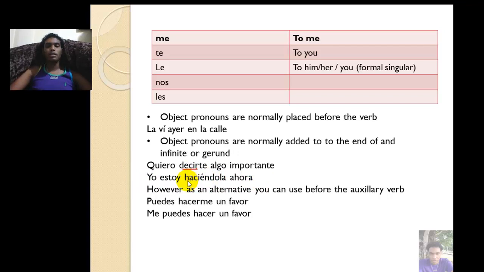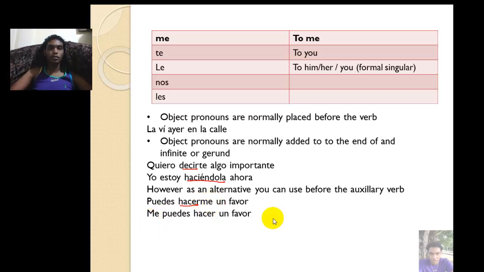However, in speaking, I prefer to use this alternative before the auxiliary verb, which would be, ¿me puedes hacer un favor? Can you do me a favor? Instead of using, ¿puedes hacerme un favor? Which would be up here, hacerme, after the infinitive, there is me. But I prefer to use, ¿me puedes hacer un favor? Because it sounds a lot more smooth.